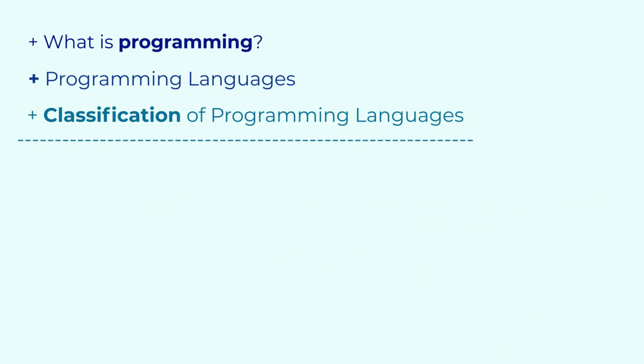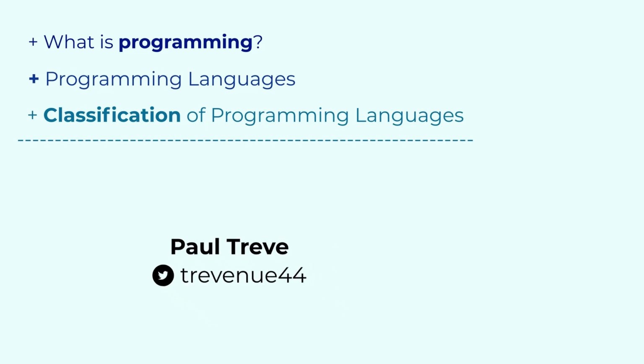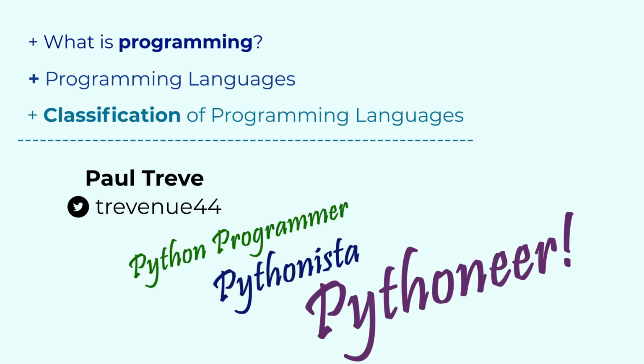So we've had some interaction, but who am I? Well, my name is Paul, popularly known as Trevenue44. I like to consider myself as the tech boy who wants to do everything. I started Python back in 2019, and no, the start wasn't that straightforward, but I was able to find my way through. Today I'm here to help you do the same. Feel free, call yourself a Python programmer, a Pythonista, or a Pythoneer even if you want, because that's who you are going to become after this series.